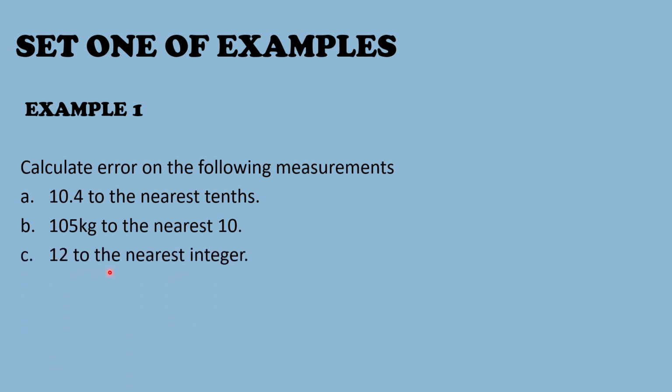12 to the nearest integer. So to the nearest integer, the error is going to have a unit of measure of 1 there. The nearest integer, 1, is going to be our unit of measure, and you're going to see it illustrated in the solution slides.